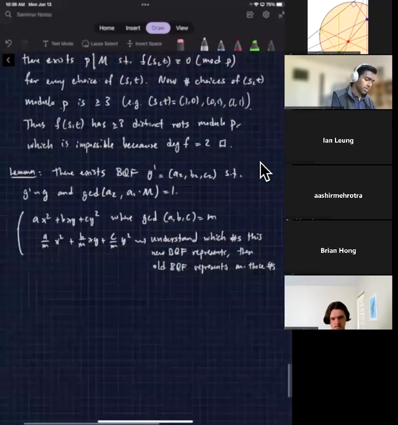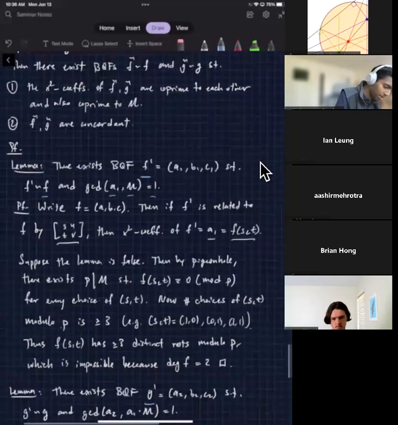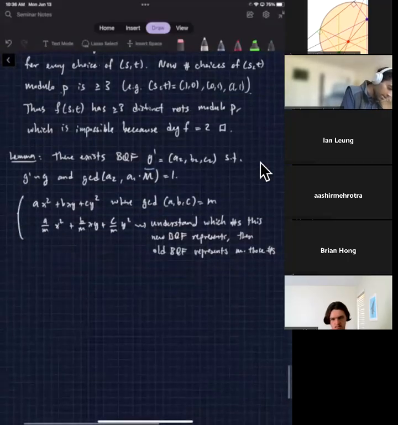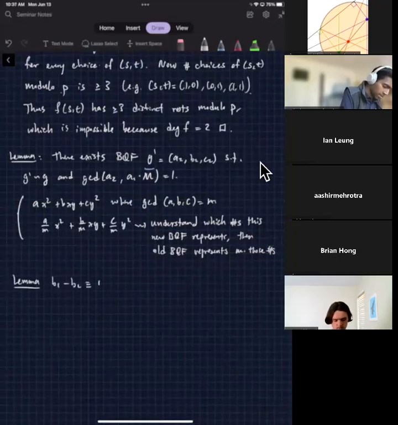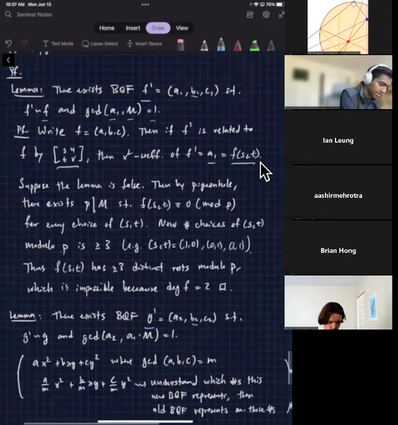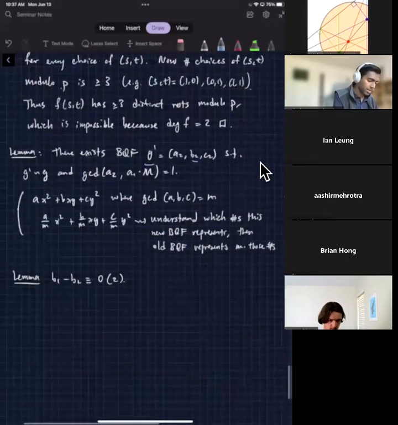Okay. So we constructed using these lemmas BQFs g prime and f prime equivalent to g and f, satisfying some coprimality conditions. Okay, so now I have another little lemma, which is that b1 minus b2 is congruent to 0 mod 2. So remember, b2 was the xy coefficient of g prime, and b1 was the xy coefficient of f prime. And I'm saying that their difference is even. Okay.